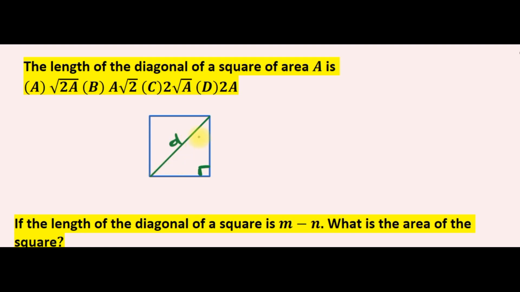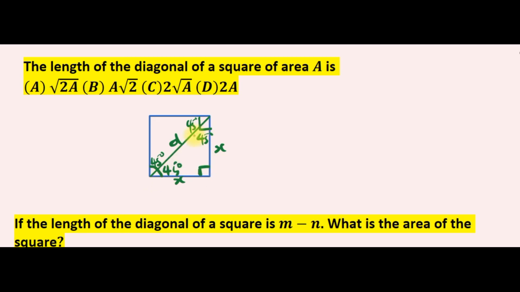And you know, in a square, the diagonal bisects the vertex angle. So I'm saying that here they are all 45, 45. So this is also 45, 45. So from our 45, 45 triangle theorem, assuming here is x, here will be x based on isosceles triangle.